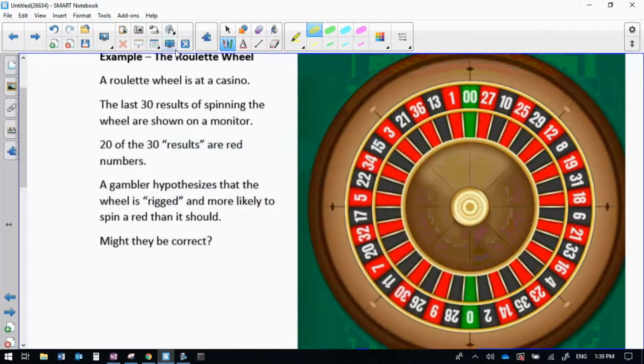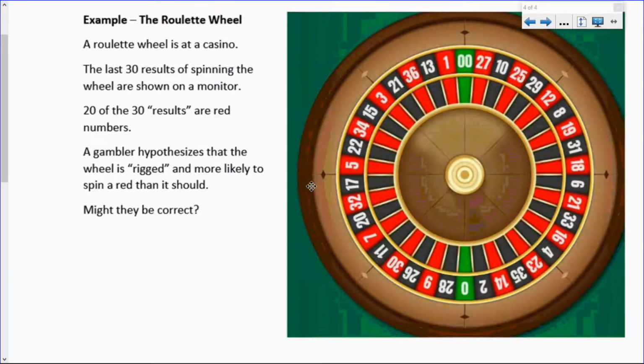I think the idea is to get people who are betting to think they've figured out some kind of pattern, so they're more likely to play. I don't know. But in any case, let's look at this. Suppose it shows 30 results. Sorry, 20 of the last 30 results were red. So someone looking at that screen sees a lot of red. And the gambler makes a hypothesis that maybe the wheel is rigged and it's spinning more reds than blacks, in which case maybe he or she should be betting on reds. Are they correct? Well, let's take a look.